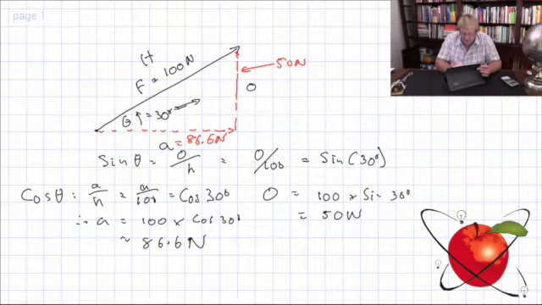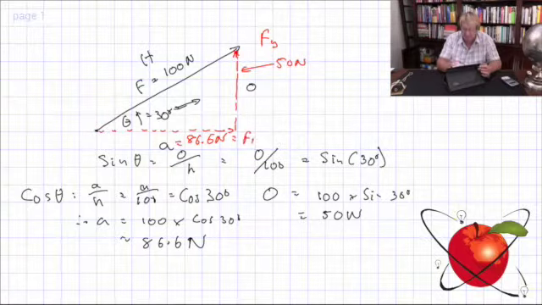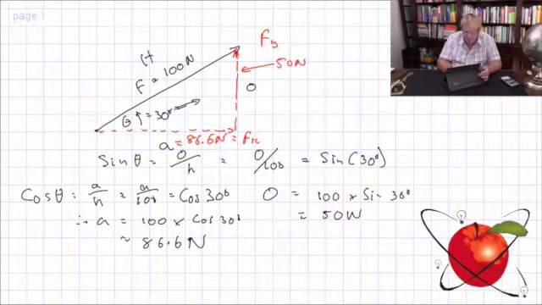This one here, you can see, is in the y direction, isn't it? We call this one Fy. This is in the x direction, this is Fx. Fy and Fx are called the horizontal and vertical components.